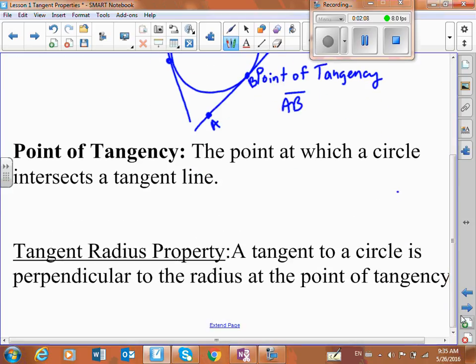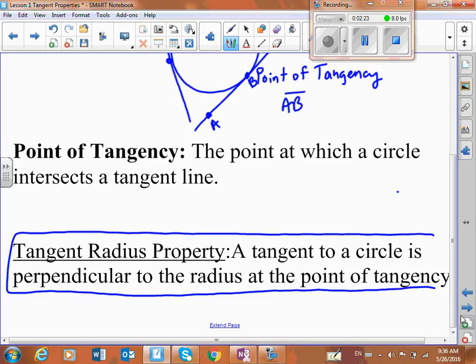Okay, so the tangent radius property. This is the property that we're learning. A tangent to a circle is perpendicular to the radius at the point of tangency. So this is the big deal right here. This is the piece that we need to know. This is the point that has been proven already. Okay, a tangent to a circle is perpendicular to the radius at the point of tangency.